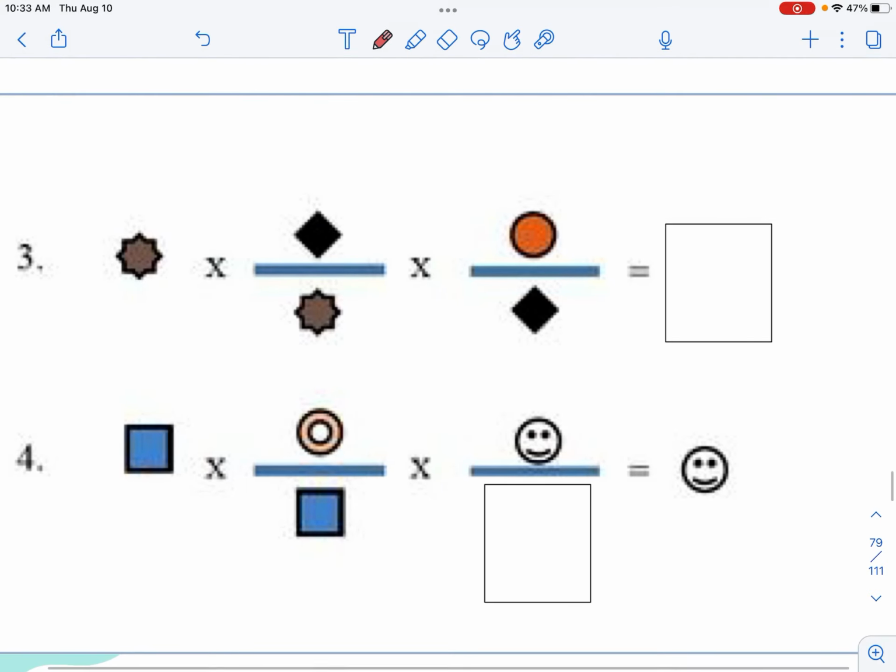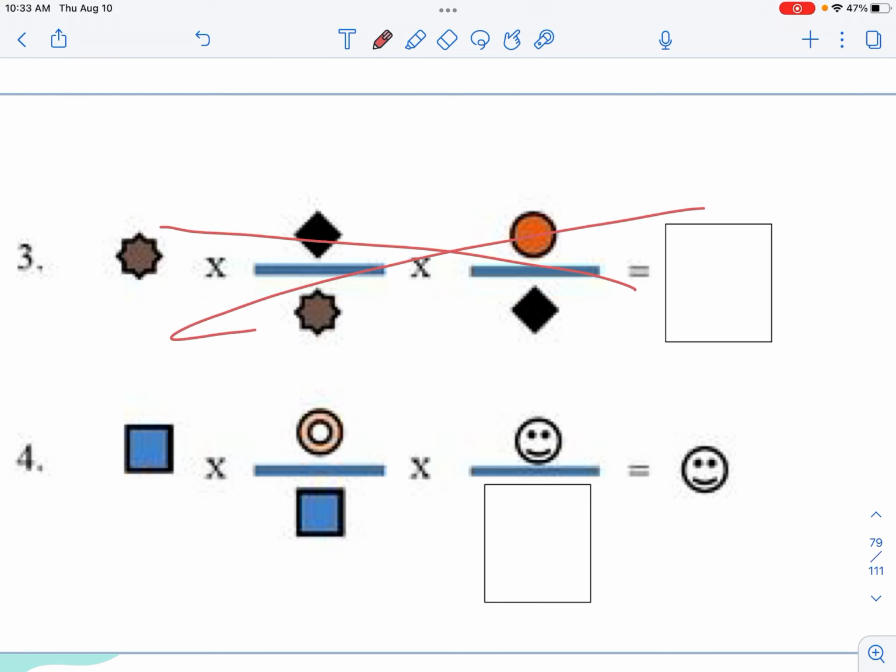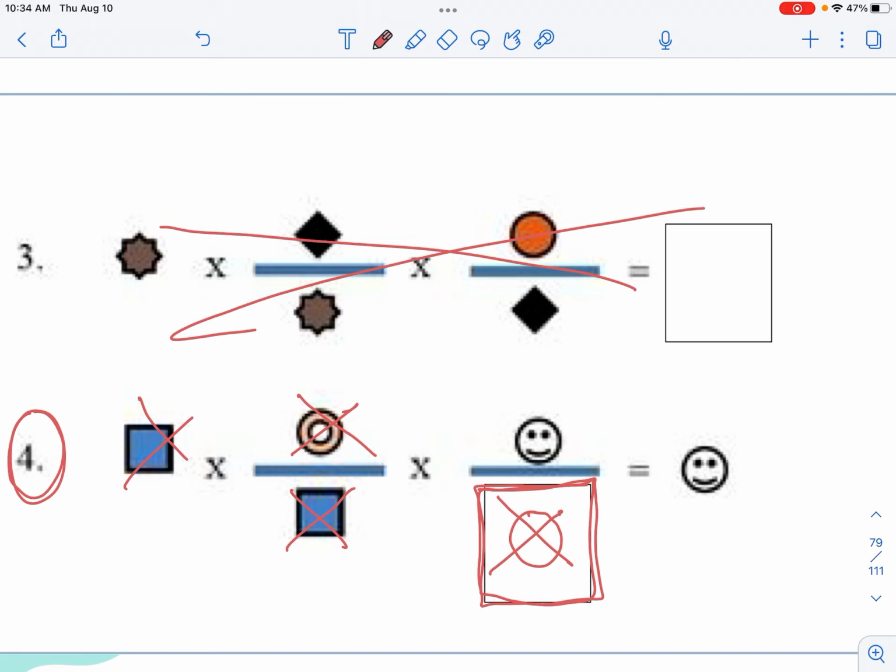Okay, let's look at this one. We're going to skip over number 3 because that's the same as what we did. But let's look at number 4. Can you decide what should be in this box here? All right, so it should be the ring, if you guessed the ring. So we know that we're left with the smiley face, right? So that means everything else had to cancel out, so that we were only left with a smiley face. I know the blue squares cancel, so I need to make sure that this ring is going to cancel out, and the way I do that is to put a ring at the bottom.